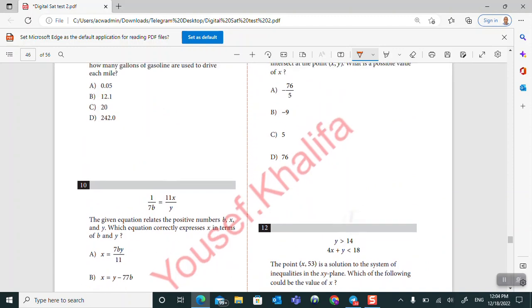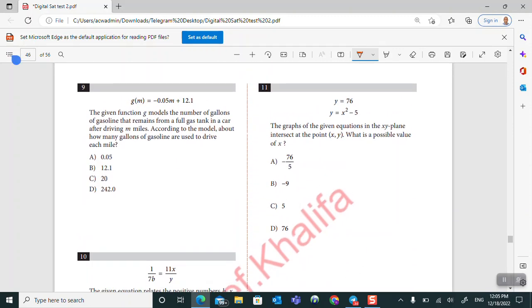Where are we? In question 9, it says the given function g models the number of gallons of gasoline that remains from a full gas tank in a car after driving m miles. According to the model, about how many gallons of gasoline are used to drive each mile? So he is asking about how many gallons of gasoline are used to drive each mile.